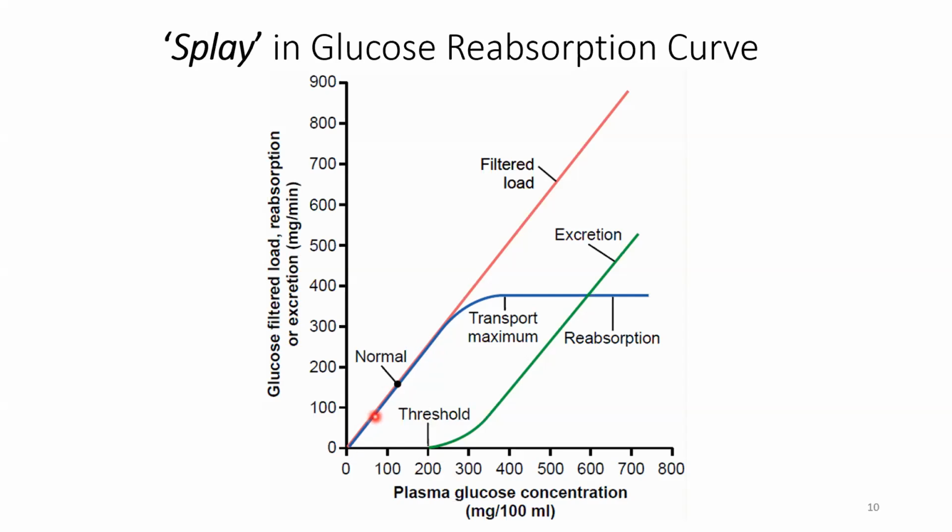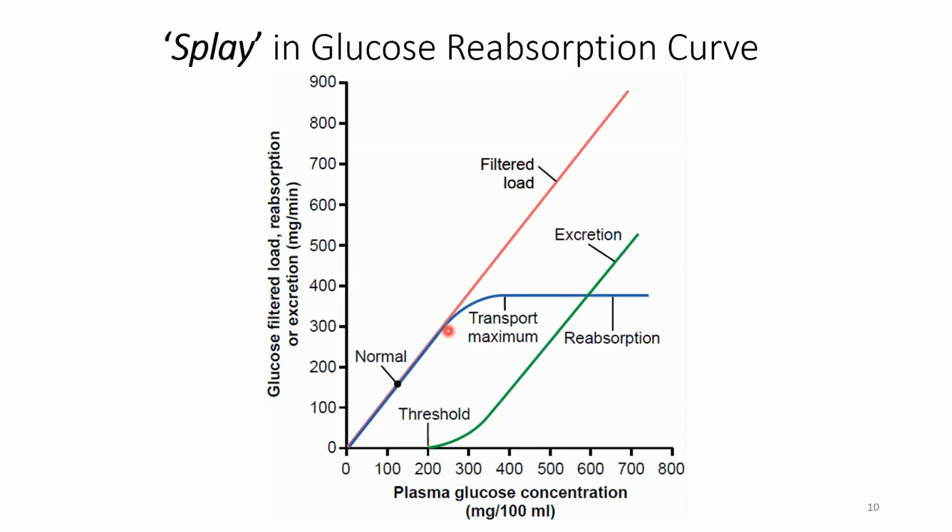Whatever you have given to the tubular fluid at whatever plasma value, the whole thing has been taken care of. It has been reabsorbed. It's not flattened. It's a straight line. But above 200, right here, the curve starts to dwindle. It starts to go away from the red curve. So the filtered load now is such that the reabsorption is not keeping pace with it.